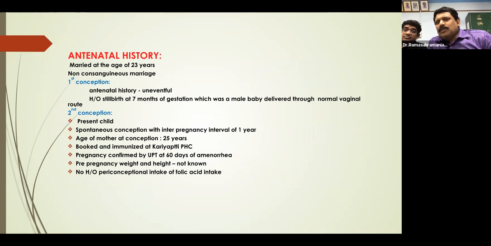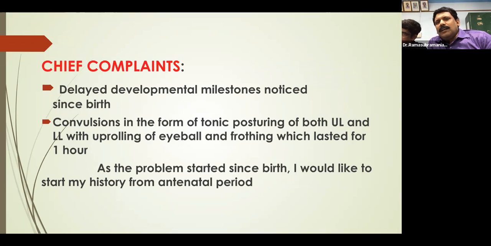Okay. So you got two chief complaints. One is delayed milestones noted since birth, and the other one is convulsions in the form of tonic posturing, which lasted for 1 hour. Okay, so since the problems are from birth, you start the history from the antenatal period. Accepted. So what do you think of this convulsion?